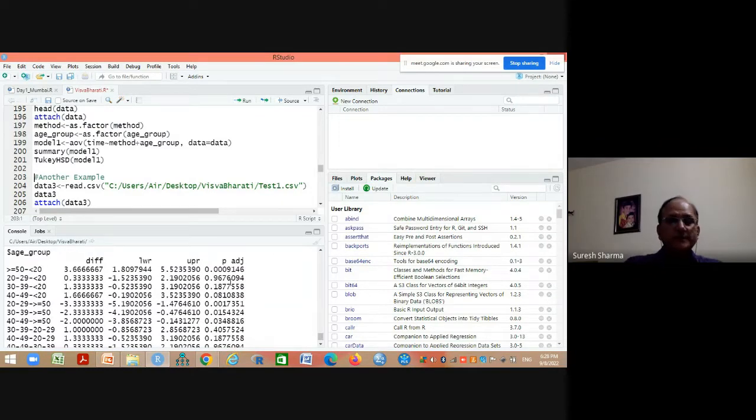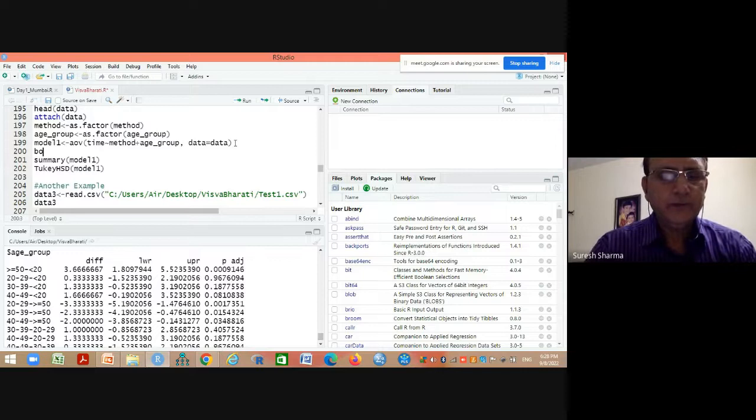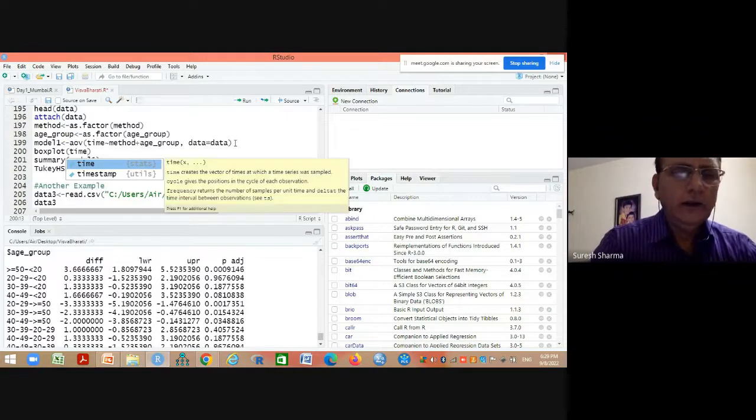The question is, which method is better? I'll give this exercise to you. What you can do is look at the box plot of time of learning against method.